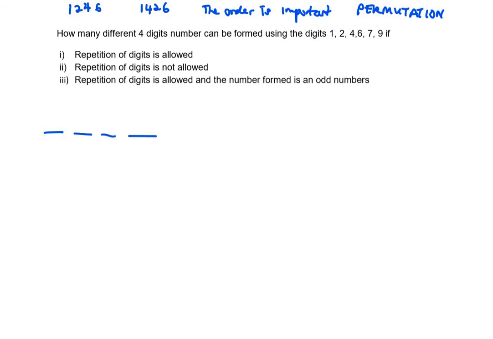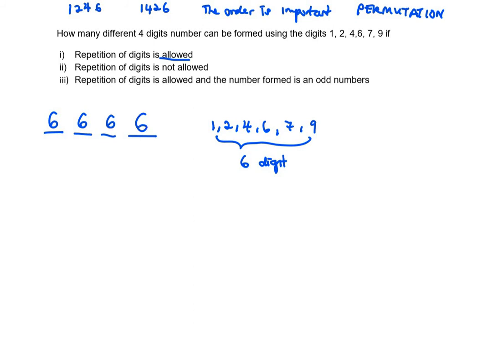The selection of digits that we have are 1, 2, 4, 6, 7 and 9. So that is a total of 6 digits. So we have 6 digits of selection. In the first place, we can select all 6, and since the repetition is allowed, for the second place we also can select the whole 6 digits. Same thing for the third and the fourth place.